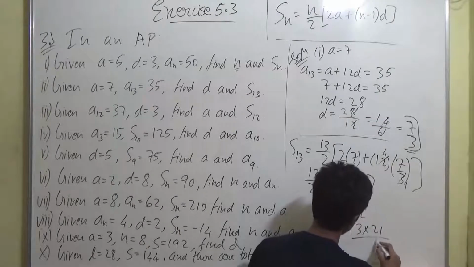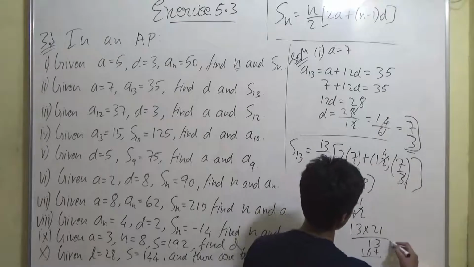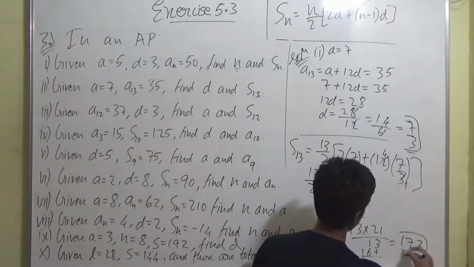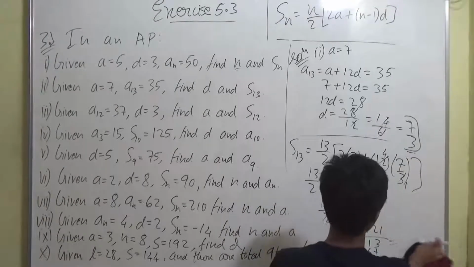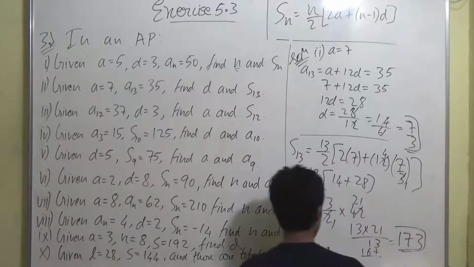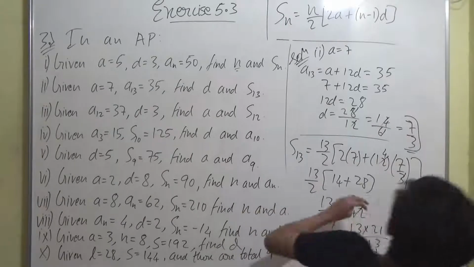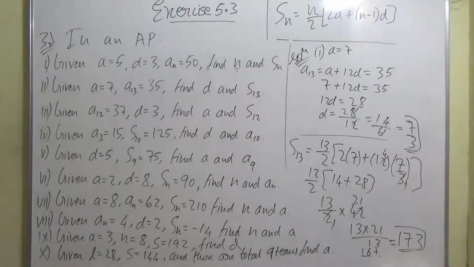13 into 21, this will become 273. It will become equal to 273. So this is the solution of your second sub question, guys. Now I'll move aside, you can take the screenshot.